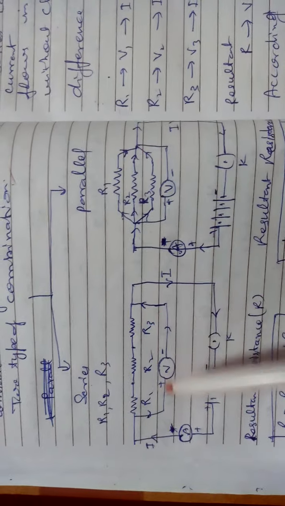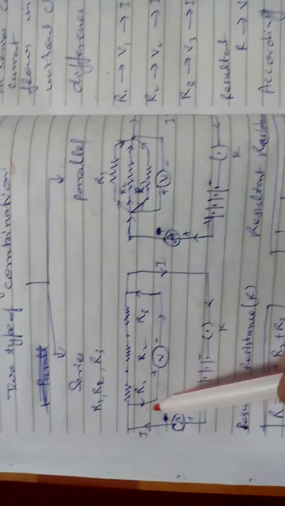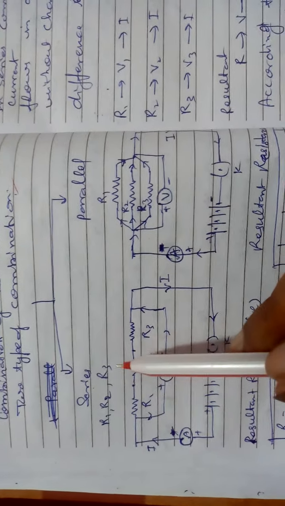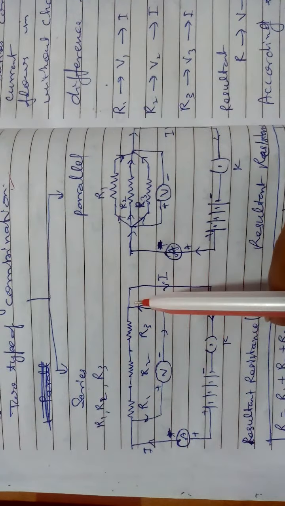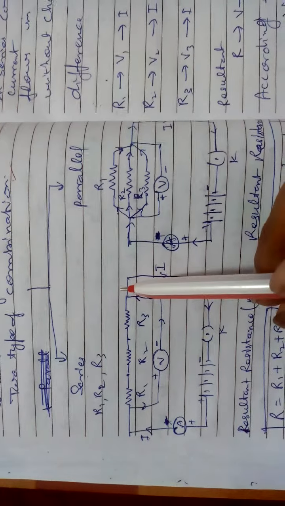Series combination, R1, R2 I have joined. It is a diagram to show. In the series, your resistance will be increased. When you want to increase the resistance, then you join in series. There is no change in the electric current. The potential difference of each resistance will be different.